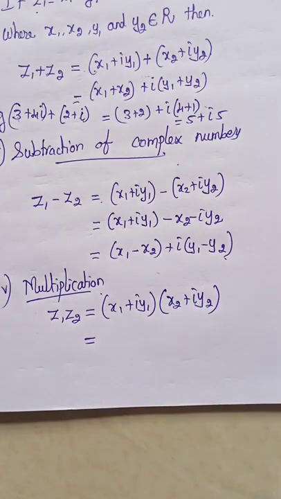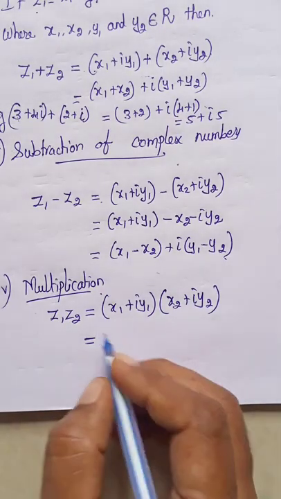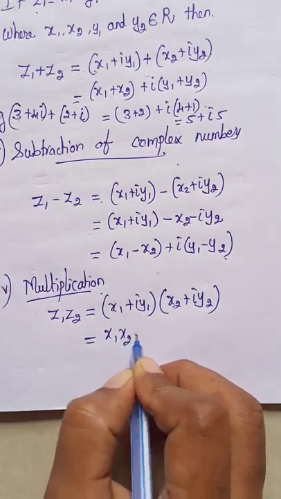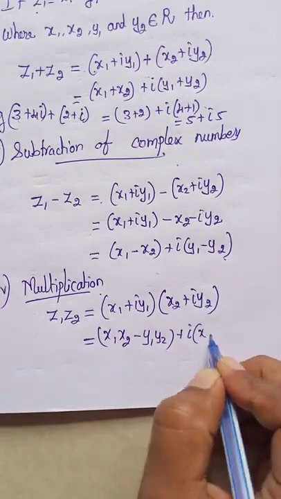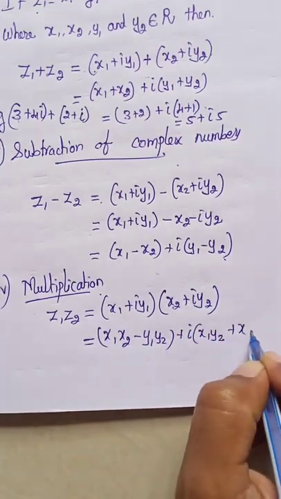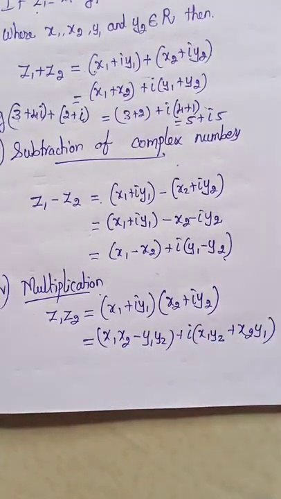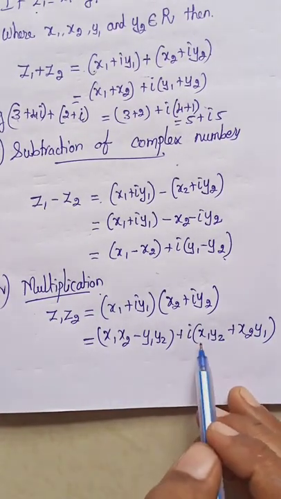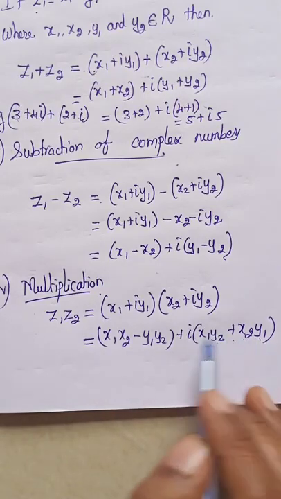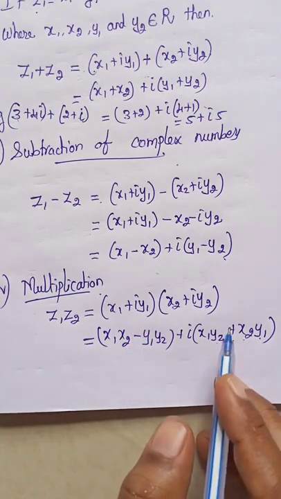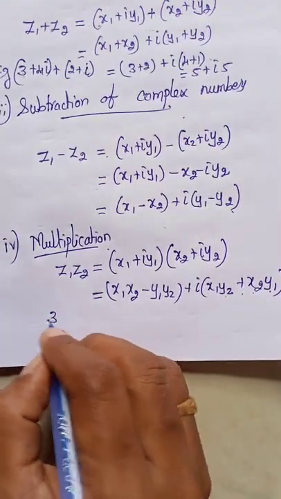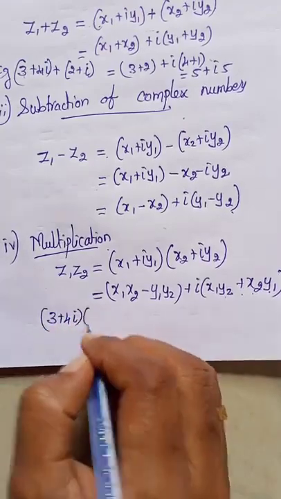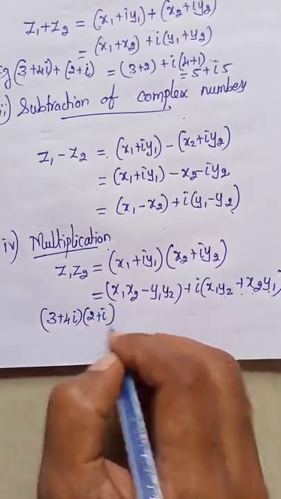Our answer will be of the form x1 x2 minus y1 y2 plus i into x1 y2 plus x2 y1. Don't think that it's a formula you should learn. No need. You just check it. We can do it with the number 3 plus 4i into 2 plus i. The same number I have taken.